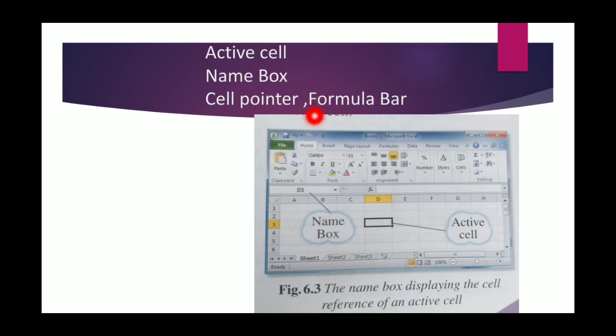Then the formula bar. The formula bar is a long bar present above the column and worksheet. It is used to insert a formula to solve a problem, and a formula always starts with an equal to sign. You can change the formula of a cell either by editing that cell or by changing the formula in the formula bar.